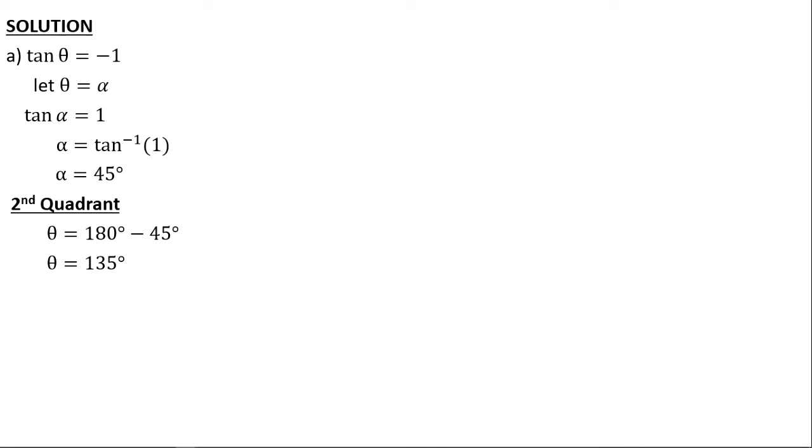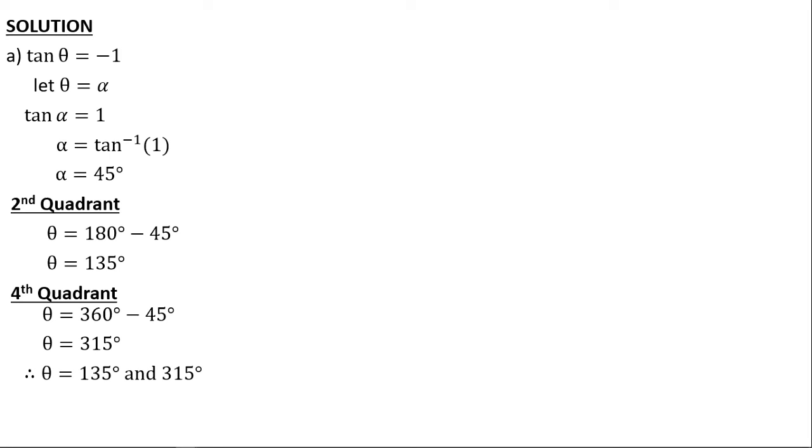Then we go to the fourth quadrant. In the fourth quadrant, theta is equal to 360 degrees minus alpha. Where there's alpha, we'll replace our 45 degrees. Our theta will be equal to 360 degrees minus 45 degrees. Our theta will be equal to 315 degrees. Therefore, where tan is negative is in the second and fourth quadrant, and our theta will be equal to 135 degrees, and our theta will be equal to 315 degrees in the fourth quadrant.